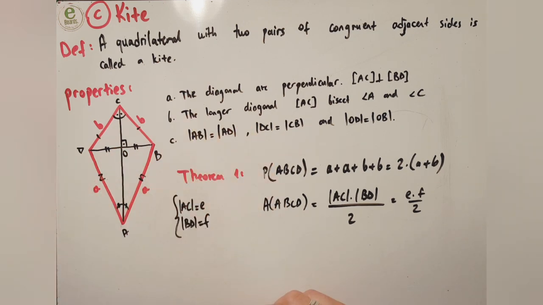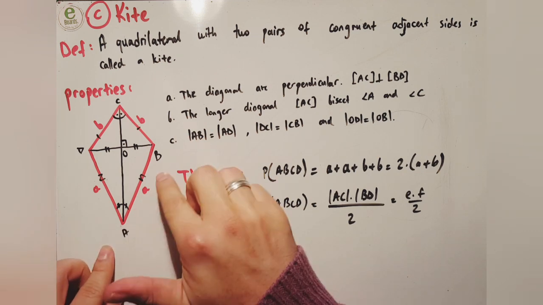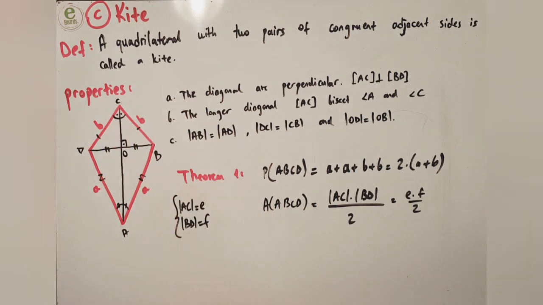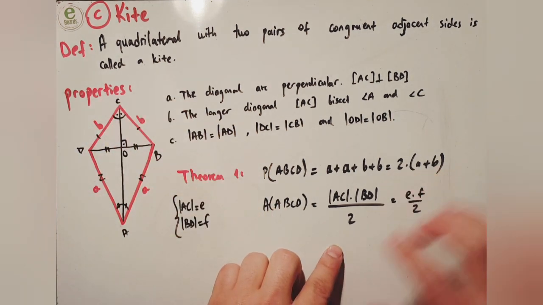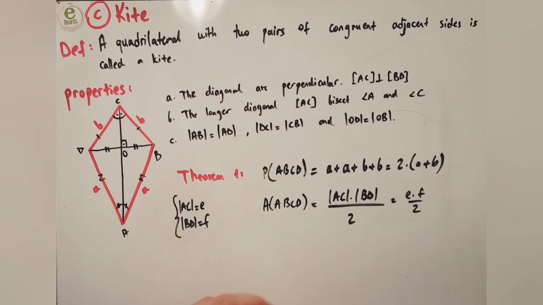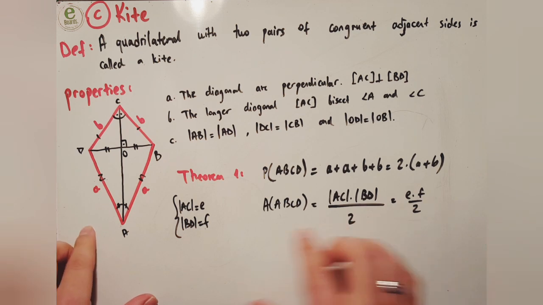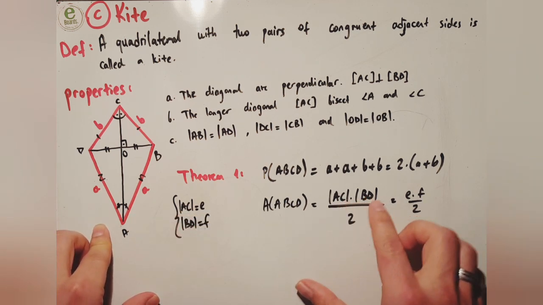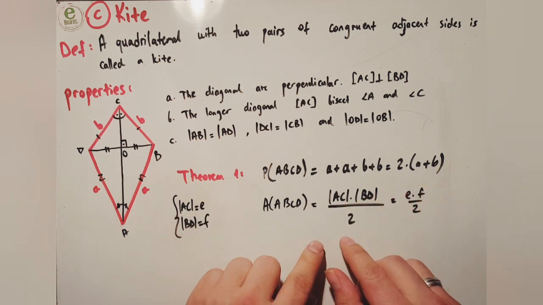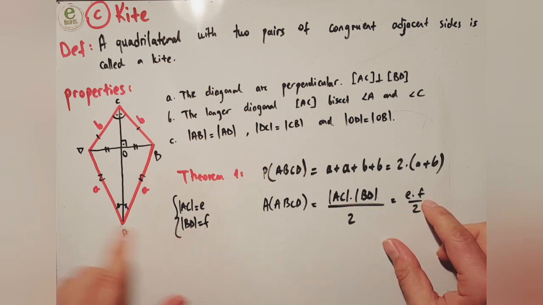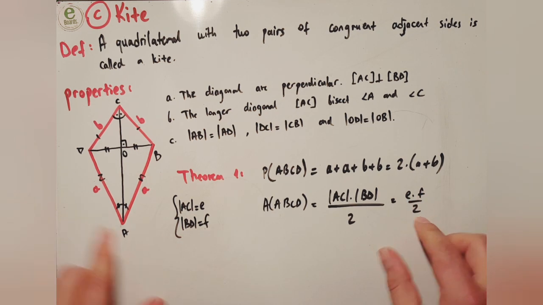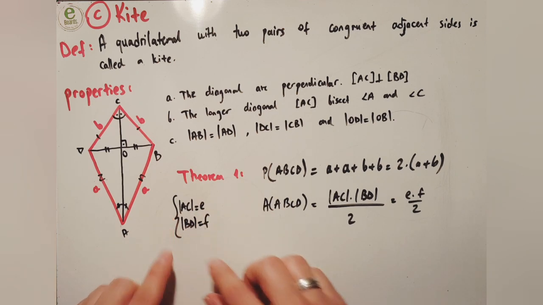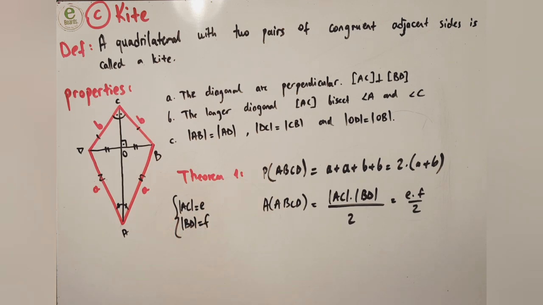For theorem 1, to find the perimeter of a kite, we are going to take AB, AD, CD and CB. It's going to be 2 times A plus B. To find the area of a kite, we will take the product of the diagonals AC and BD, and we will divide by 2, so we have E times F over 2. AC is called E and BD is called F.